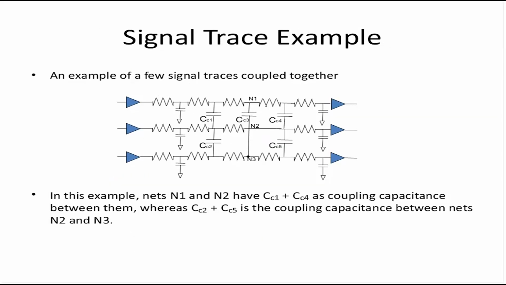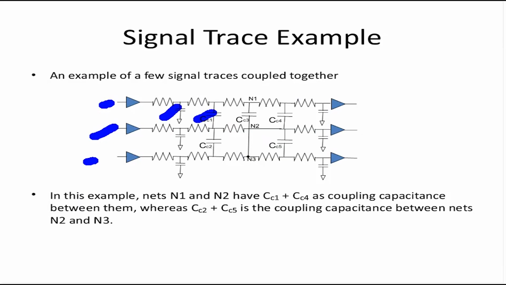So this is one example where you have net 1, net 2 and net 3. Between net 1 and net 2, you have coupling capacitances CC1 and CC4. CC3 is not connected between net 1 and net 2. So CC1 and CC4 are the coupling capacitance between net 1 and net 2. If you talk about nets N2 and N3, you have CC2 plus CC5. Similarly, for N1 and N3 you can calculate. So these coupling capacitances are now not negligible when compared to the capacitance with respect to ground.